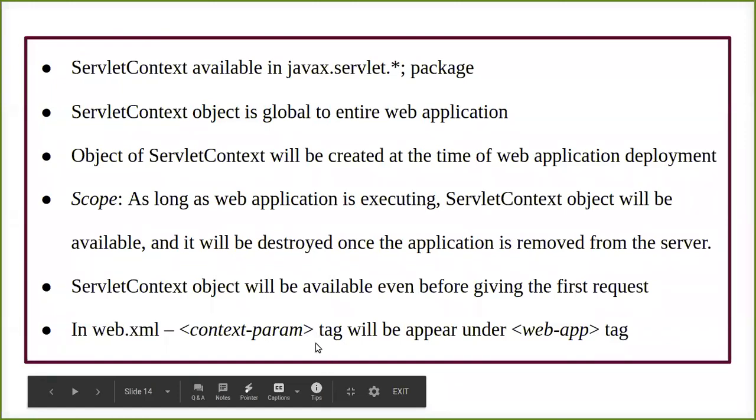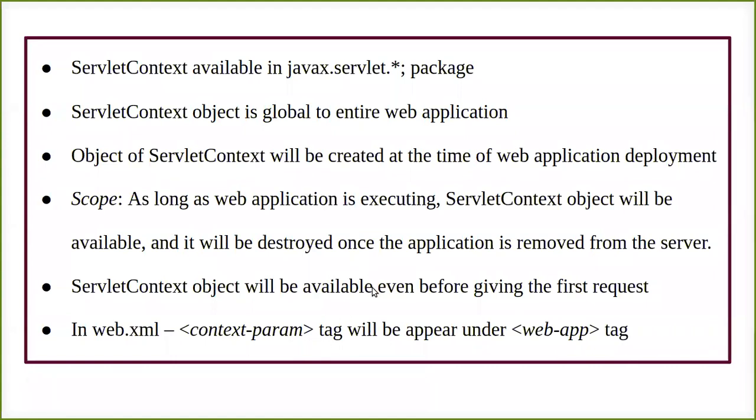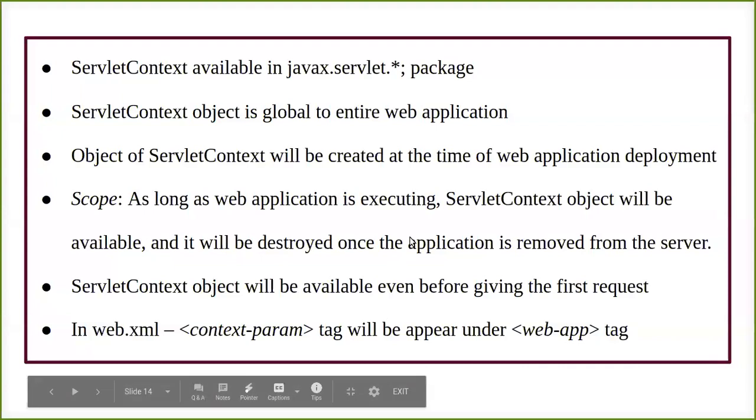If I put the context-param tag into one servlet tag, it is only applicable to that particular servlet file, and it will not work for the rest of the servlet files I have created. That is why we put it outside the servlet tag. That's why it is also said to be global to the entire application.